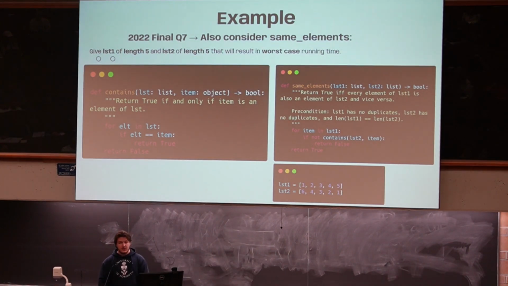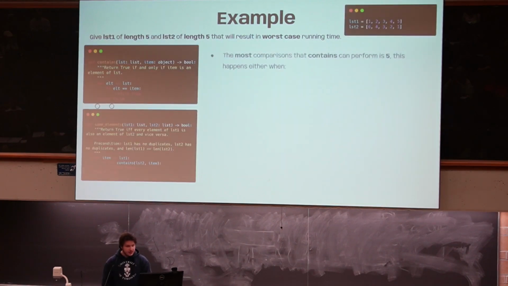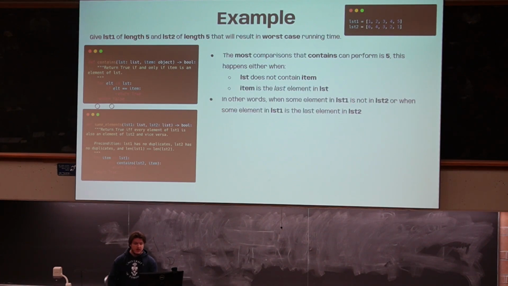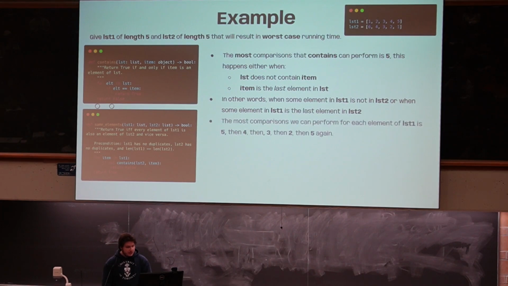As you can see here, one thing I wouldn't want you to get confused about is that the order doesn't matter at all, because you can see in our contains function, it doesn't check whether the positions are equal, just whether the list contains a number. So you think about the most comparisons that contains can perform is 5. And this happens when the list doesn't contain the item at all, or it's the last element in the list. So that is pretty much it, right? So we'll perform 5, then 4, then 3, then 2, and then if it's not in there, we'll do 5.